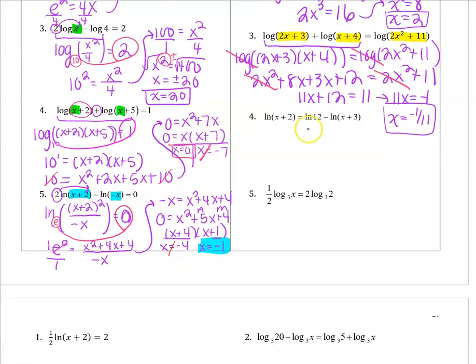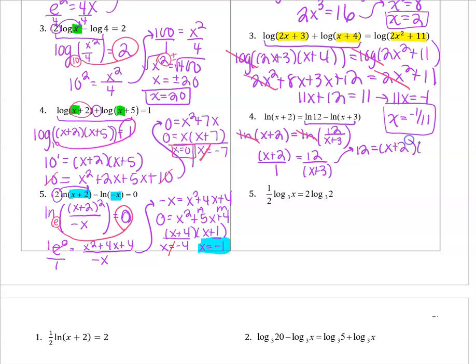All right. Right-hand side here, I have multiple logs. Let's combine those. Okay, natural log equals natural log, so those drop. Now I'm going to get rid of that fraction by putting the x plus 2 over 1 and cross multiplying. So we end up with 12 equals (x plus 2) times (x plus 3), and then we'll just FOIL that out.